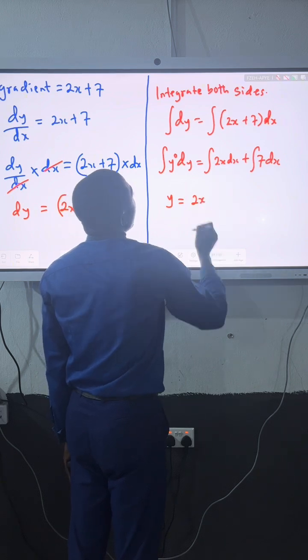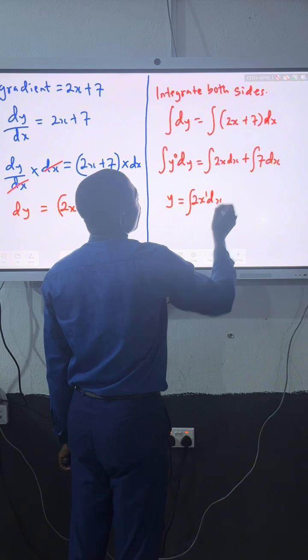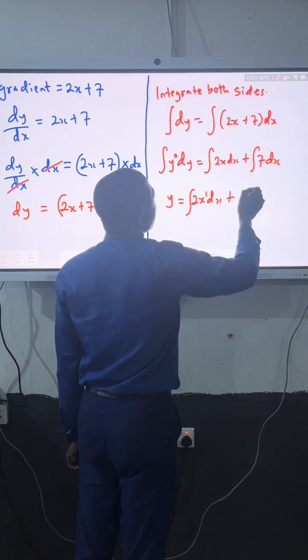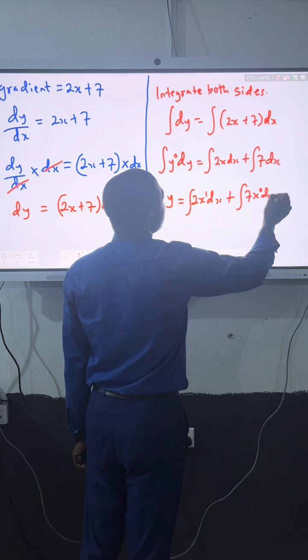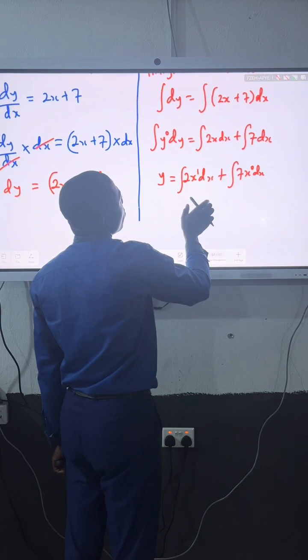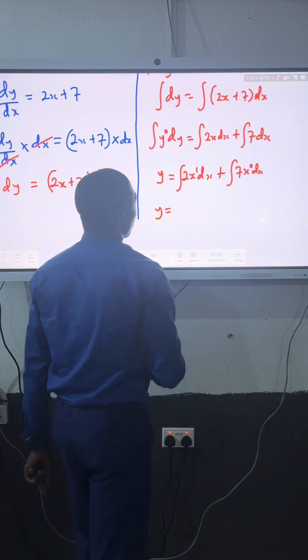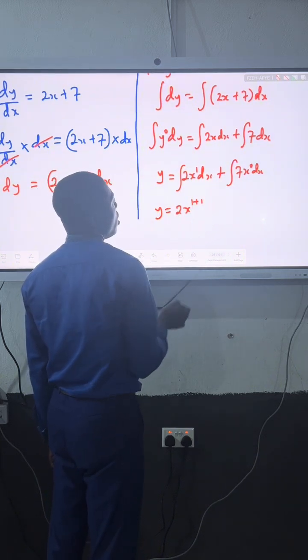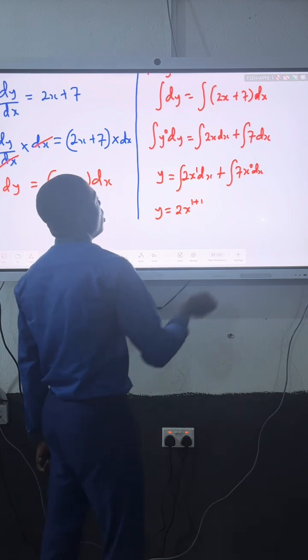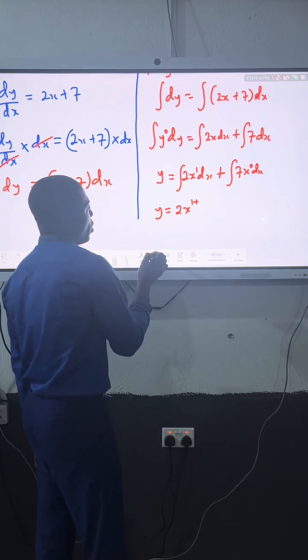First of all, we have 2x raised to the power 1 dx. Then when you come over here, write it as the integral of 7x raised to the power 0 dx. Now, see what will happen. We're going to have y equals, when you integrate here, 2x raised to the power 1 plus 1. 1 plus 1 is going to be 2. Divide the answer by 2.